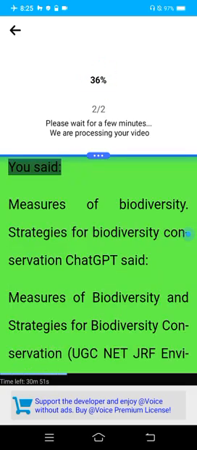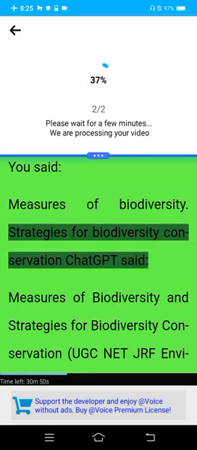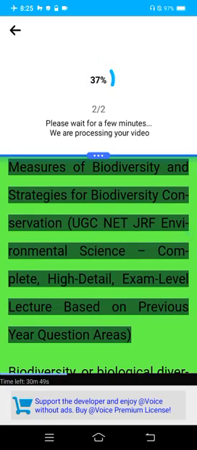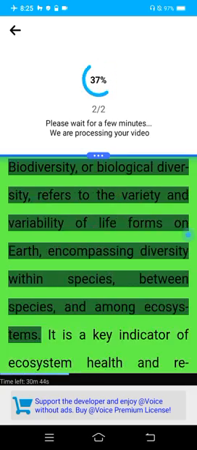Measures of biodiversity. Strategies for biodiversity conservation. Measures of biodiversity and strategies for biodiversity conservation. UGC-NET JRF Environmental Science. Complete. High detail. Exam level lecture based on previous year question areas.